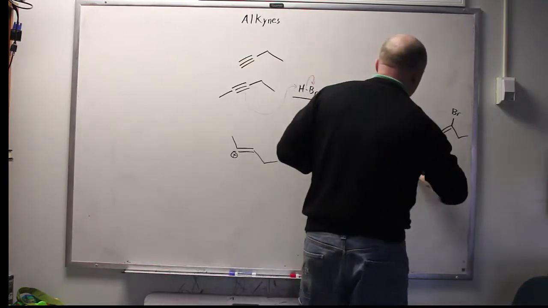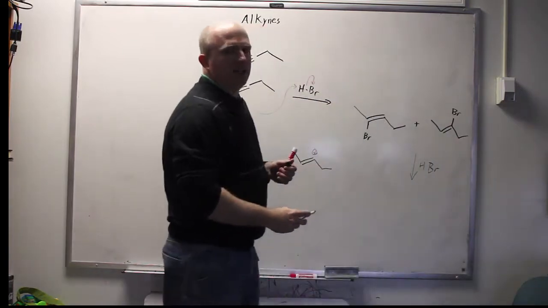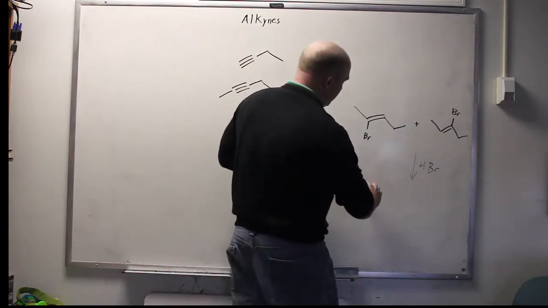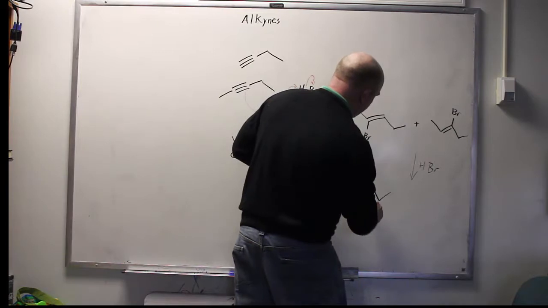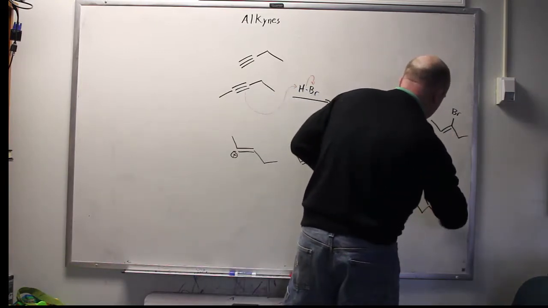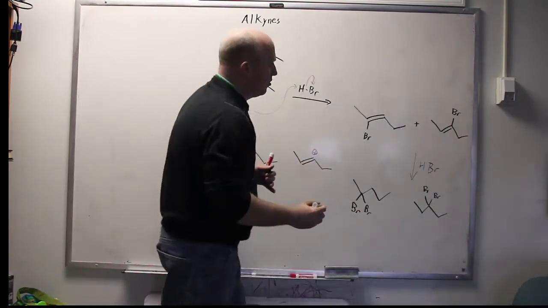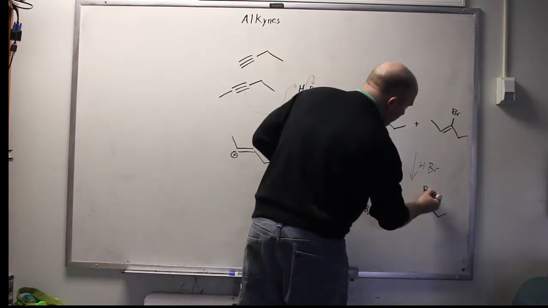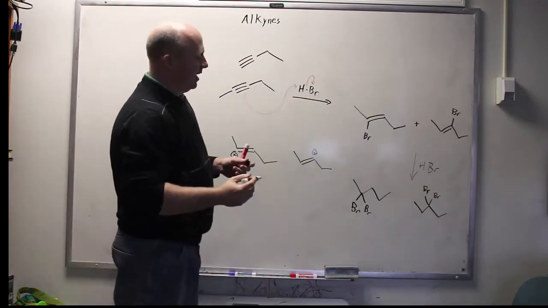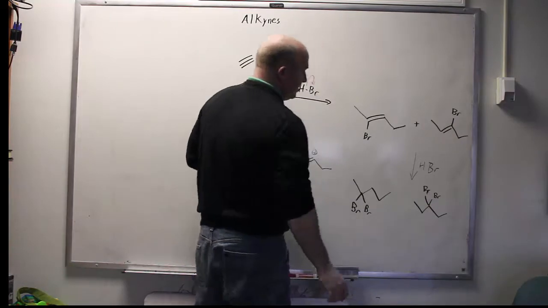However, if you then use a second equivalent of HBr, what's going to happen is you end up making the geminal species. This material will be converted into the dibromo species, whereas the other material will be converted into the other dibromo species. And you can figure that out by drawing out the mechanism and trying to decide which cation will end up more stable, and that's why you end up with the geminal dibromo species.